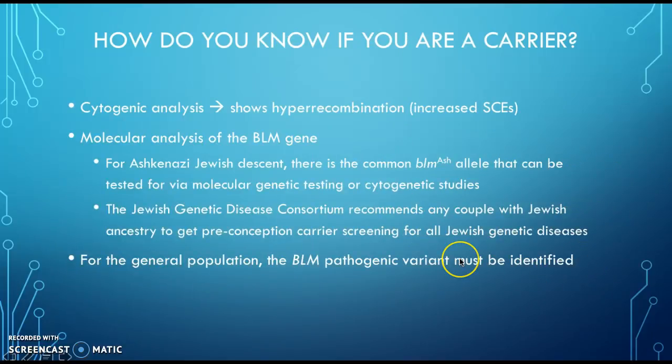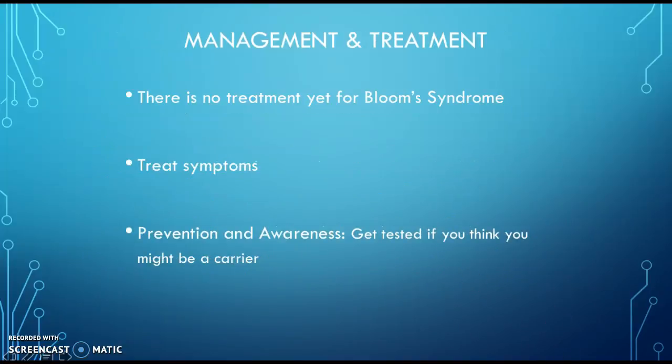So how do you know if you're a carrier? You can have cytogenetic analysis or molecular analysis. That's going to show the hyperrecombination. And if you are of Ashkenazi Jewish descent, there's a common BLM-ASH allele that can be tested for. The Jewish Genetic Disease Consortium recommends any couple of Jewish ancestry to get tested for all Jewish genetic diseases. For the general population, the variant must be known before you can be tested.